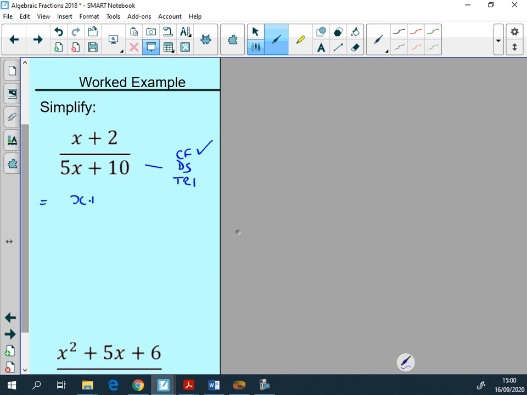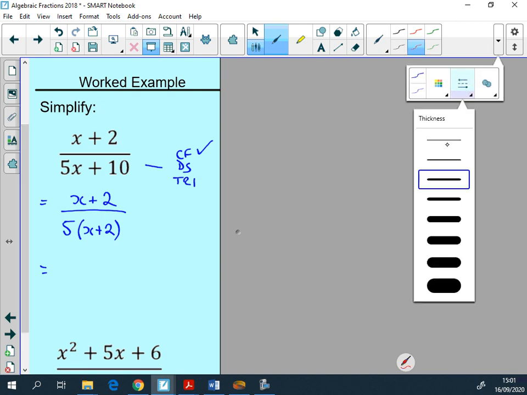So I can rewrite this. x plus 2 on the top is going to stay the same. And I've got a common factor of 5. If I take out a common factor of 5, I'm going to be left with x plus 2. Now, I've got something on the top and something on the bottom that match, and so I'm allowed to cancel those out.